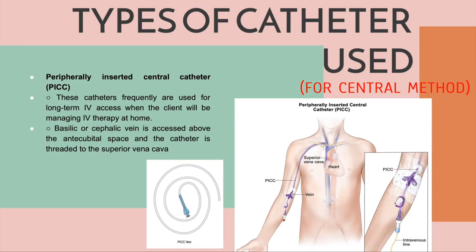The next type of catheter used still for central method is the peripherally inserted central catheter, or PICC. These catheters frequently are used for long-term IV access when the client will be managing IV therapy at home. Basilic or cephalic vein is accessed above the antecubital space and the catheter is threaded to the superior vena cava. The PICC, peripherally inserted central catheter, is shown in the bigger picture, and the smaller picture shows the line of a PICC.